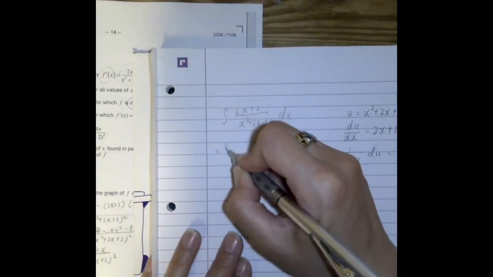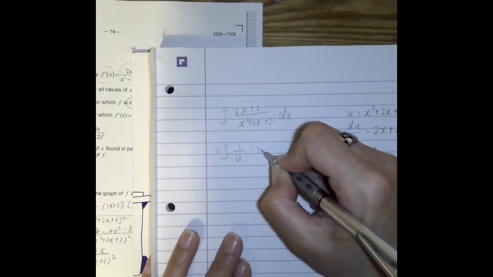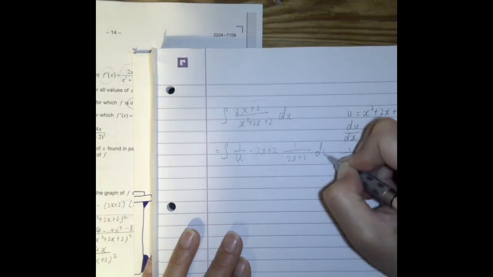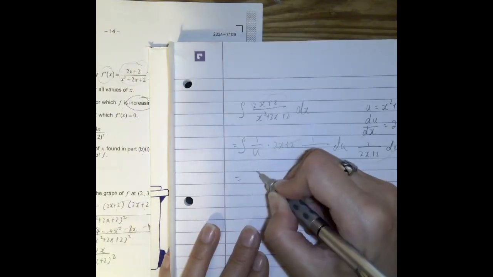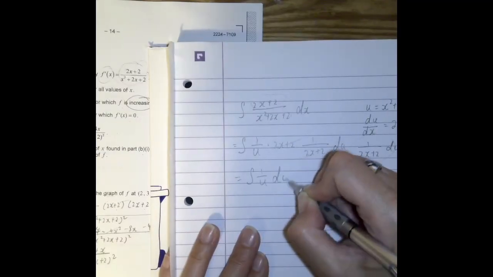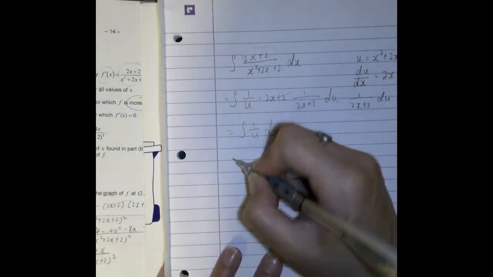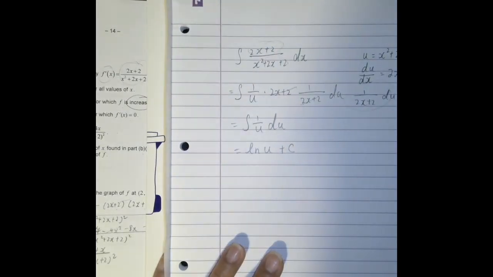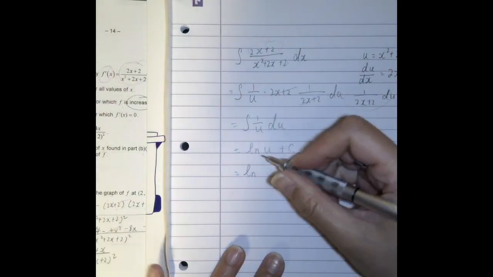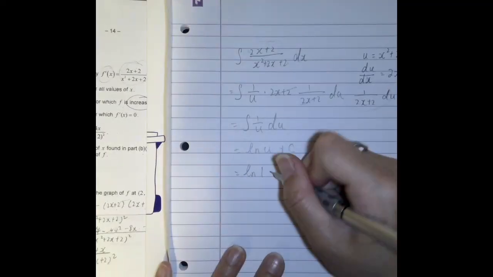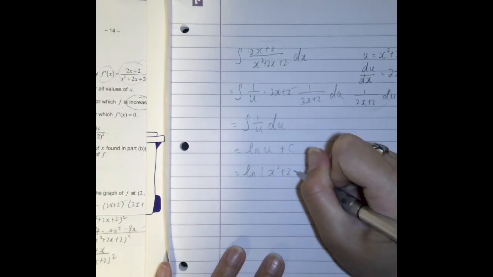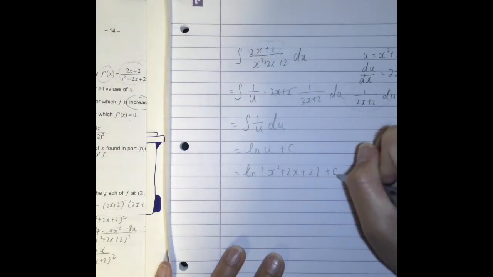So now I will have 1 over u times (2x + 2), and then this chunk, 1 over (2x + 2) du. Cancel that out. We have 1 over u du. Now things go so much smoother because that gives us ln u plus c. Remember, we need to add c to it. And now we have the modulus. Actually, we need the modulus, but because it's always positive, we don't have to. But I will just write it here.